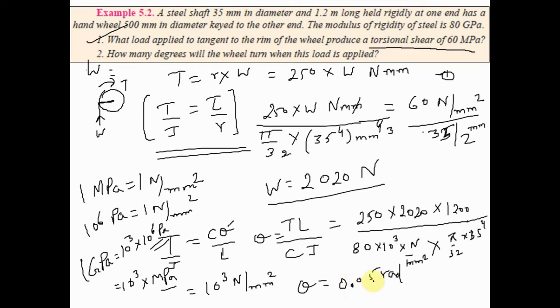So 0.05 radians, if you convert into degrees, because it is saying in question how many degrees will the wheel turn, how many degrees. So in order to convert radians into degrees, you will multiply this by 180 and divide by pi. So you will get 2.86 degrees. So that is the answer for part second. How many degrees will the wheel turn?